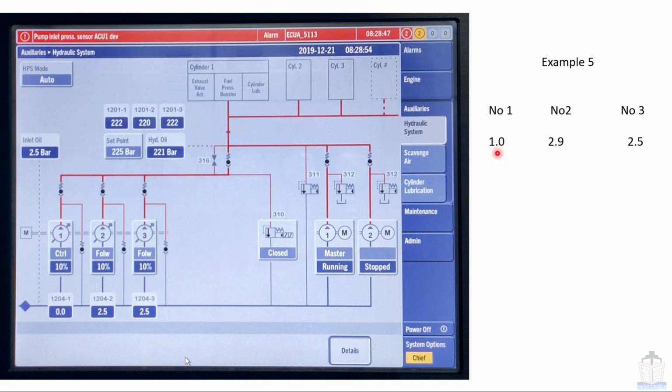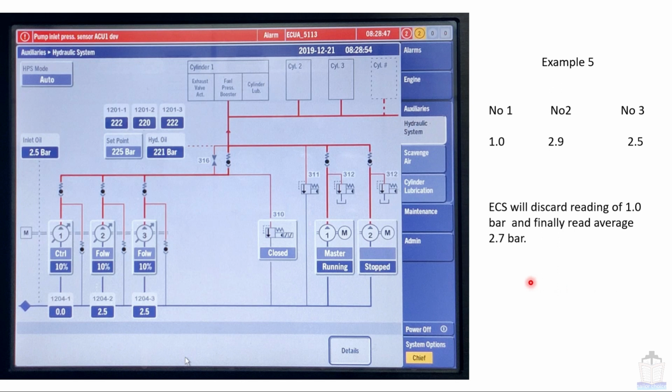Number 1 reading 1 bar, number 2 reading 2.9 bar, number 3 reading 2.5 bar. Difference between number 1 and number 2 is more than 1 bar. Difference between number 2 and number 3 is less than 1 bar. Difference between number 1 and number 3 is more than 1 bar. So what action will the ECS take? ECS will discard the reading of 1 bar and finally read the average 2.7 bar. Why? Because as per the ECS, the number 1 unit reading is erratic.